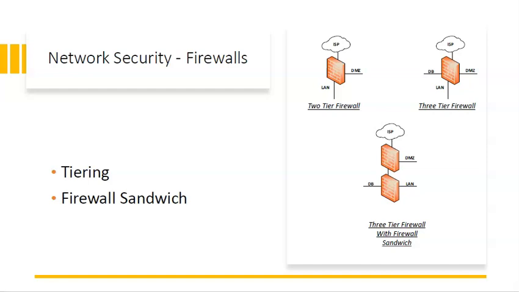The third example is also of a three-tier firewall because there is one DMZ, one LAN, and one DB, one database, right? So this is a three-tier firewall with a firewall sandwich because we have used two firewalls here. That's why we will call it a firewall sandwich. And the interface in between them, we call that particular interface a screened subnet.